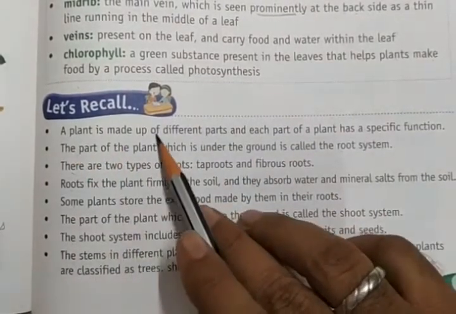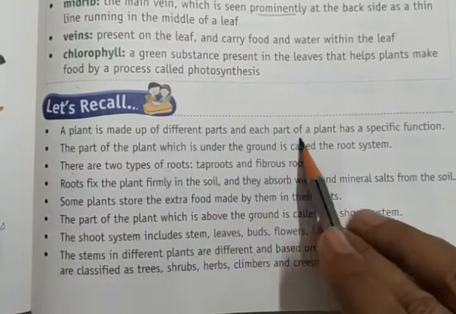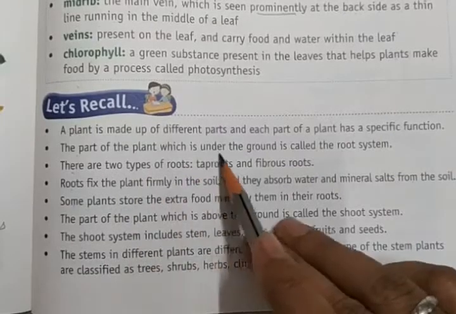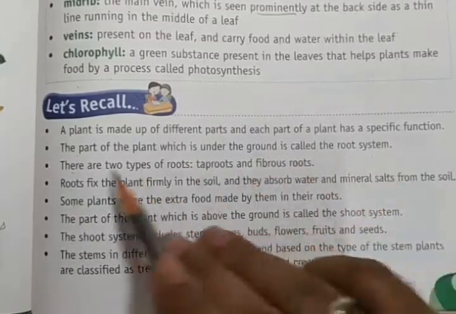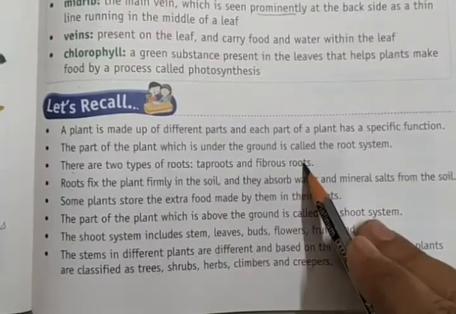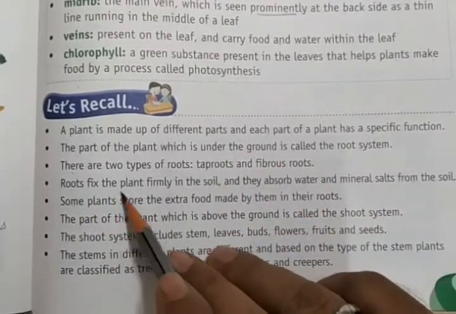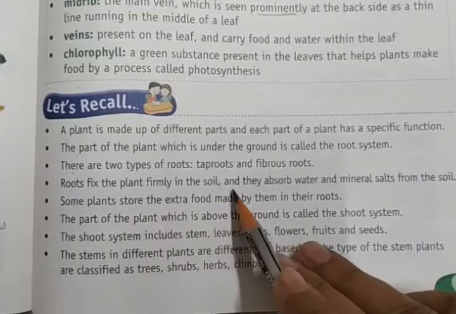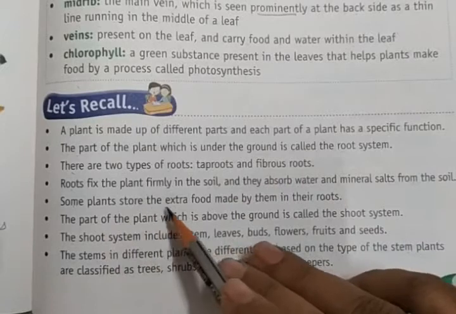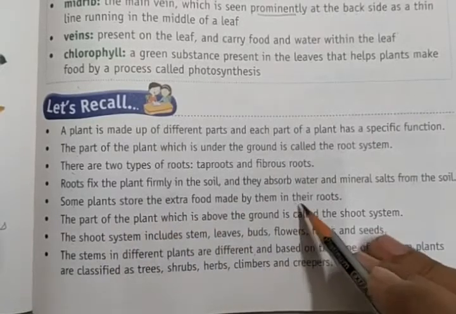A plant is made up of different parts. Each part of the plant has a specific function. The part of the plant which is under the ground is called the root system. There are two types of roots, taproots and fibrous roots. Roots fix the plant firmly in the soil. They absorb water and mineral salts from the soil. Some plants store the extra food made by them in their roots.